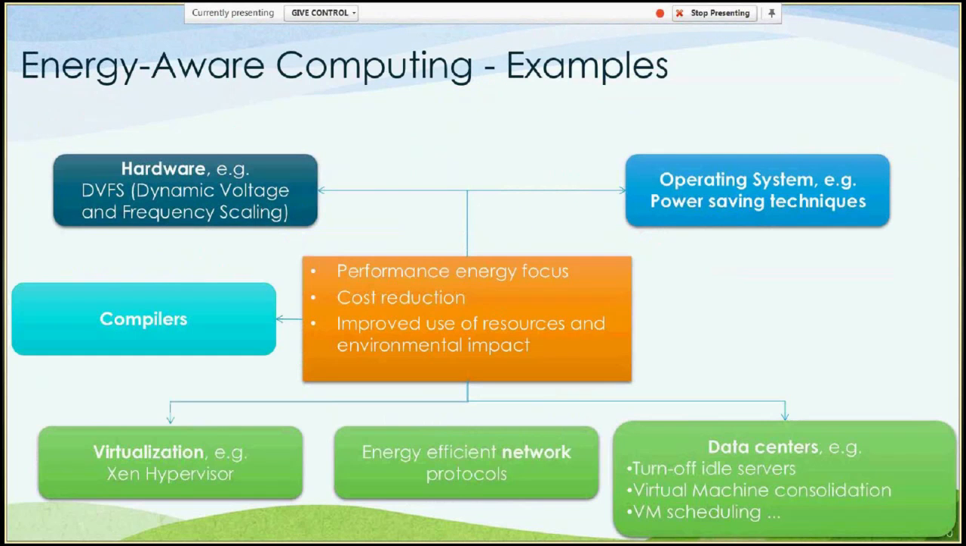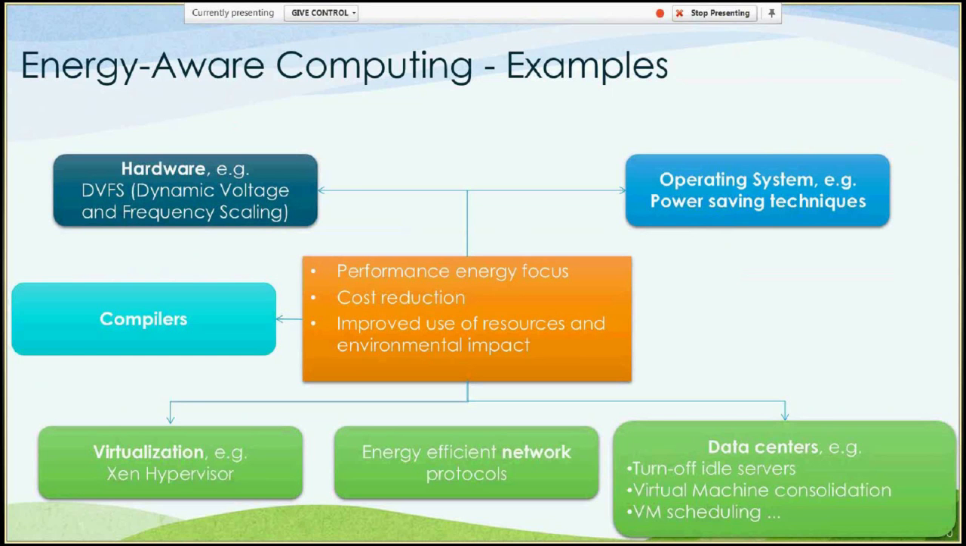So we can look back at the solutions that are found in the literature in terms of energy-aware computing. These solutions have been in place for a number of years, and the literature is certainly rich in terms of research solutions. So we could look at hardware and potentially say, can we support energy efficiency thanks to DVS, dynamic voltage and frequency scaling, or have energy efficient compilers? We could look at the virtualization aspect of the machine and say, can we have hypervisors such as Xen or KVM that are somehow energy aware? We could look at energy efficient network protocols, knowing that the network itself is power hungry. We look at data centers and say, can we look at scheduling policies that potentially can turn off idle servers or consolidate virtual machines to save energy?